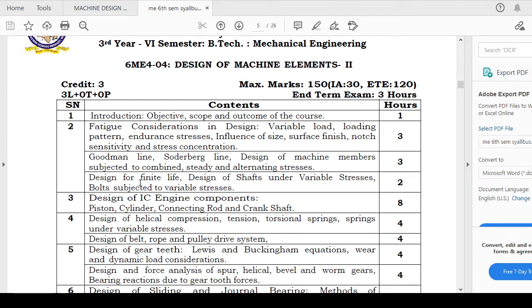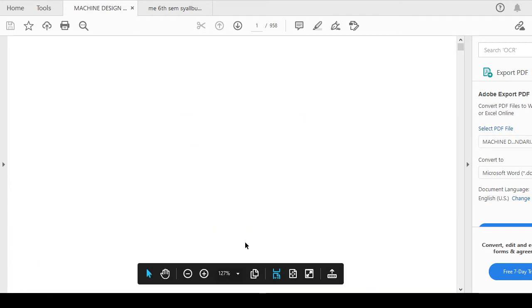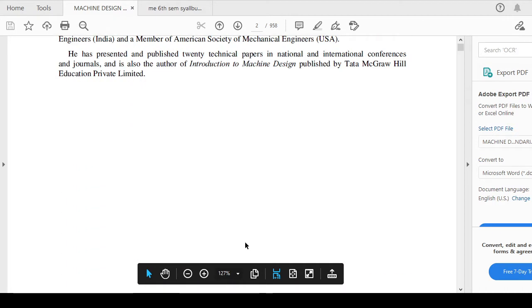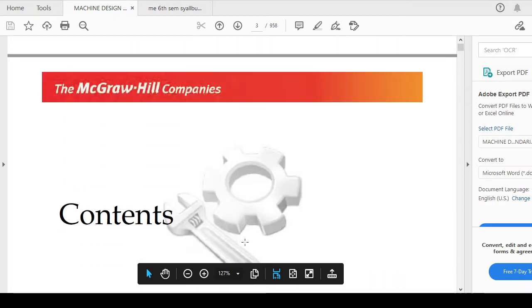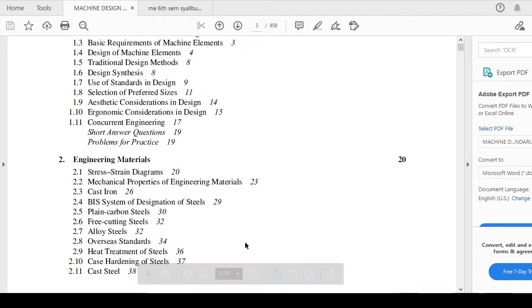Then you will go for the design for finite life, as well as design of shafts subjected to variable stresses. To cover this syllabus, you may go through the 2 books which I will name. One is Design of Machine Elements by B.V. Bhandari of TMH publication, and another is Design of Machine Elements by R.S. Khurmi, or Machine Design by R.S. Khurmi. In these 2 books you will get all your DME 1 and 2 syllabus, so you can go through them.